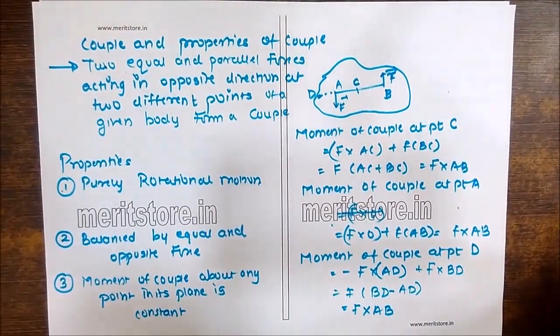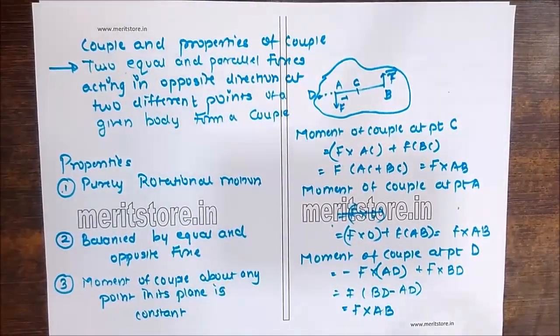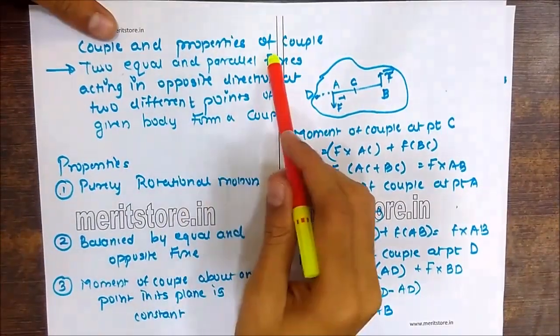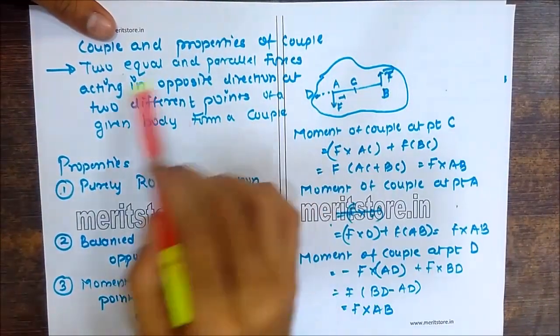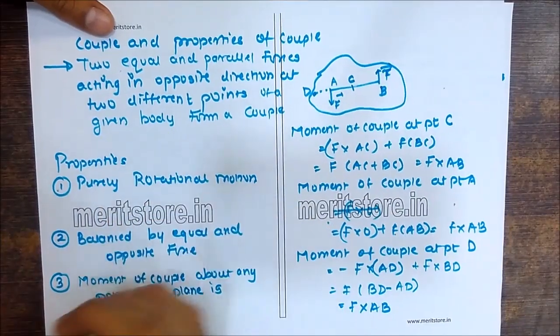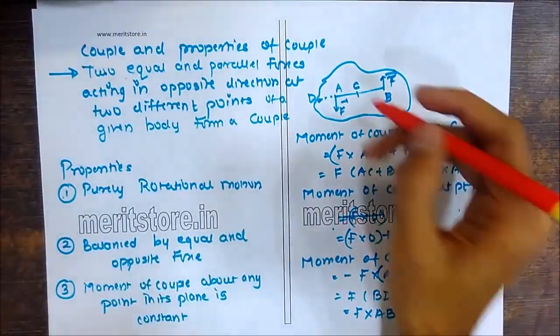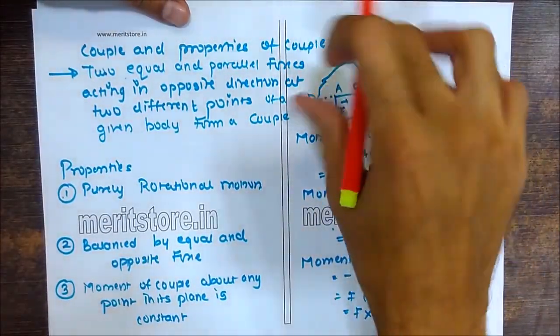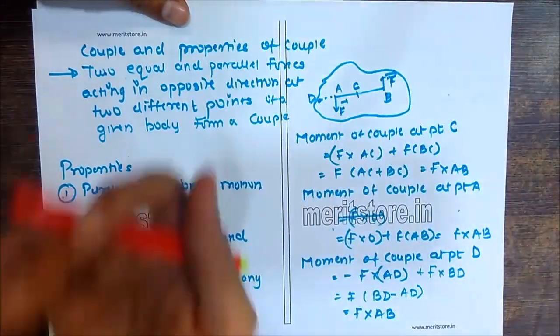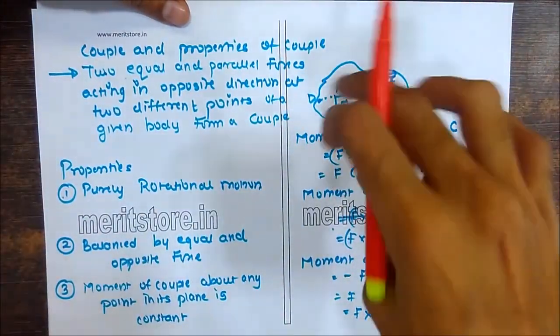Now we'll be talking about couples and the property of couples. Couples are two equal and parallel forces acting in the opposite direction at two different points in a given body. So this is my body, and there are two forces acting on it to rotate the body.